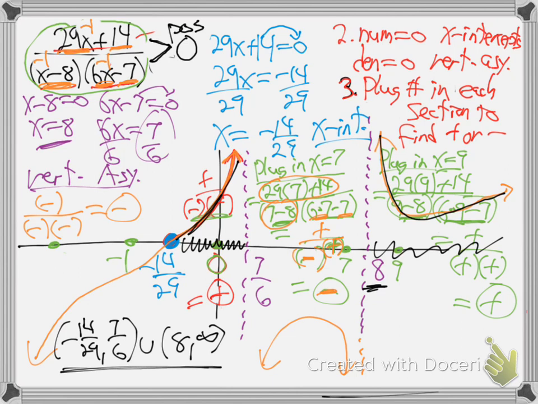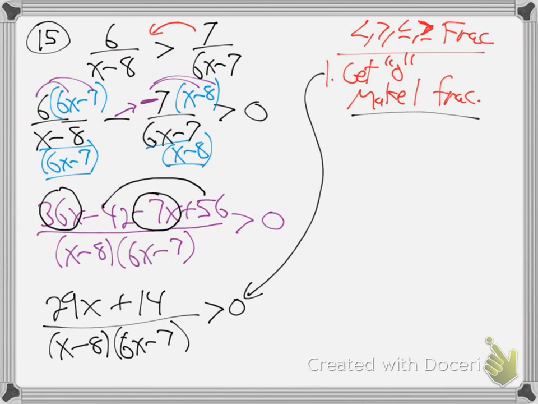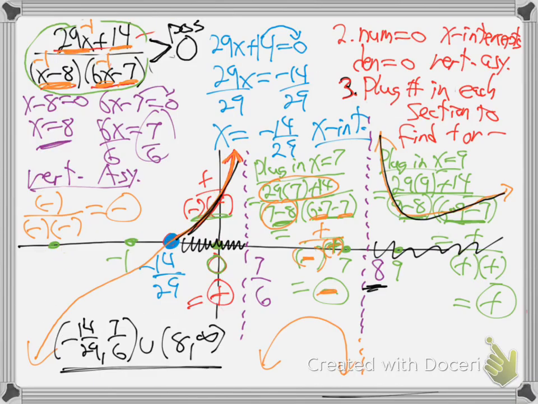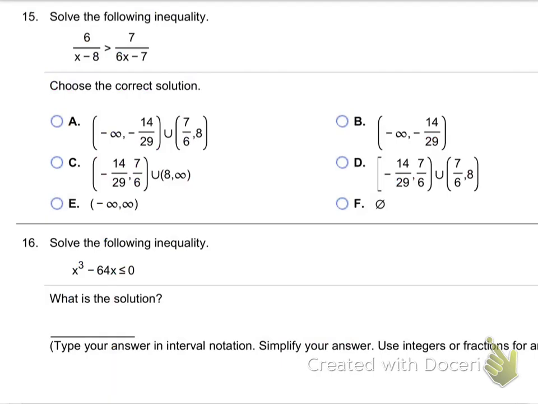So let's go see if they have that answer. Is it A here? Oh, no, I did the wrong thing there. What is it again? -14/29 unites to 7/6. Yeah, this looks good. And then 8 to infinity. Yeah, there it is. All right, we good there?